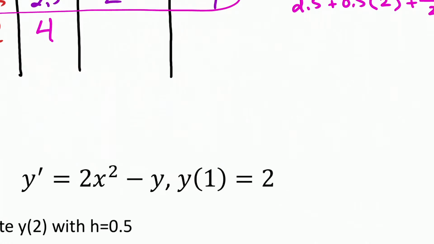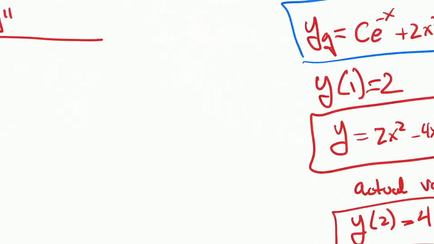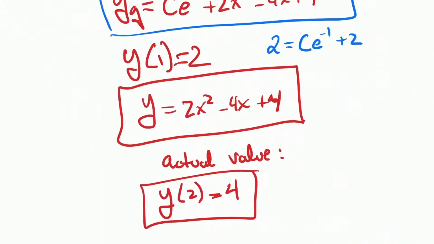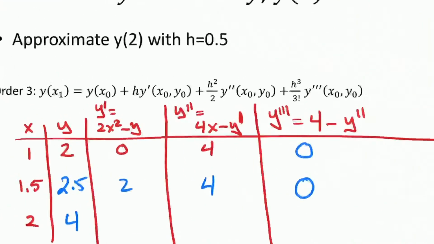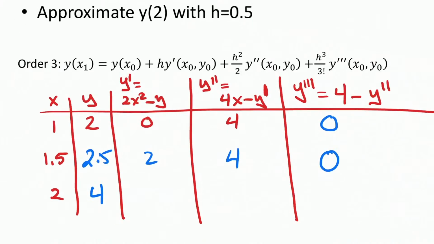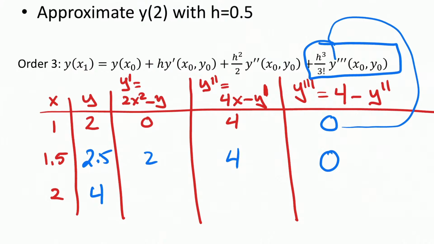I should have picked y of 1 equals 1, because if y of 1 equals 1, then at least c wouldn't equal 0. But we're stuck with this. Anyway, I guess we've been saved from nasty fractions, because this can get kind of ugly. If this was anything other than 0, you would stick it in here and put h cubed, which is 0.5 cubed, in there, and then 3 factorial on the bottom. That's a pretty ugly fraction. But there it is. You get the picture though.